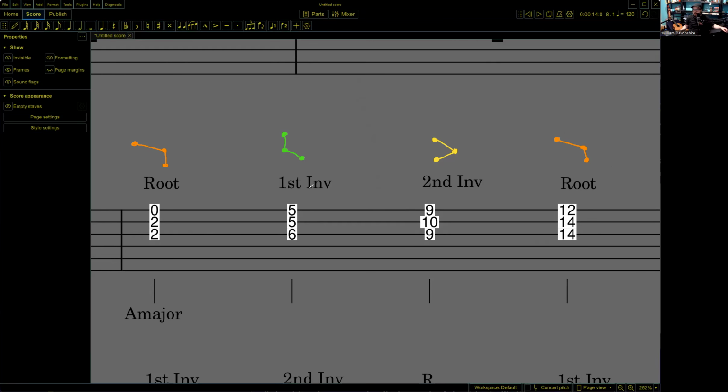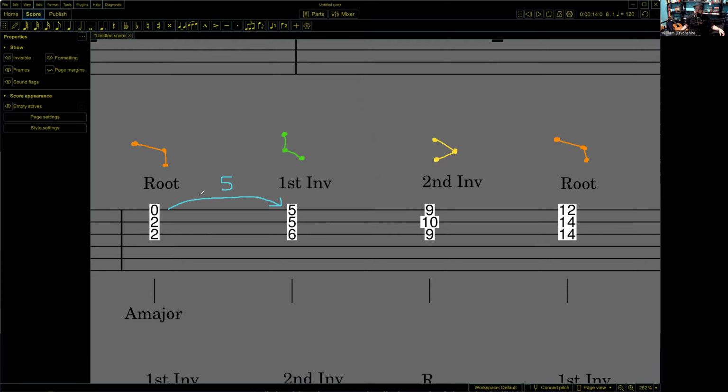Okay, now I'm going to show you. So that can be really useful if you think of it in terms of those patterns. And then I'm going to show you how they connect. So root to first inversion, so from here to here, is going to be a distance of 5, right?